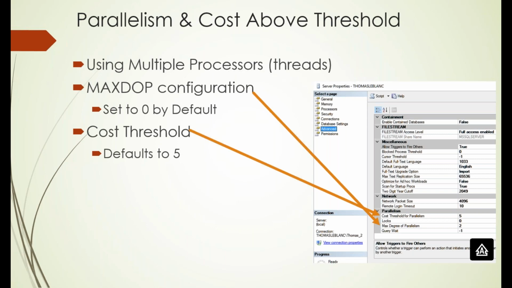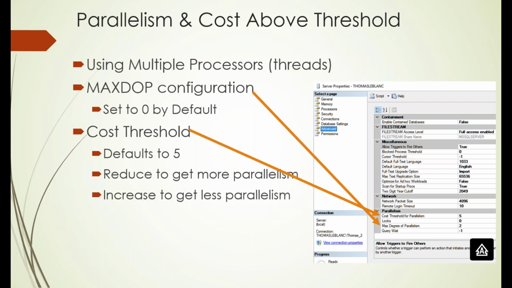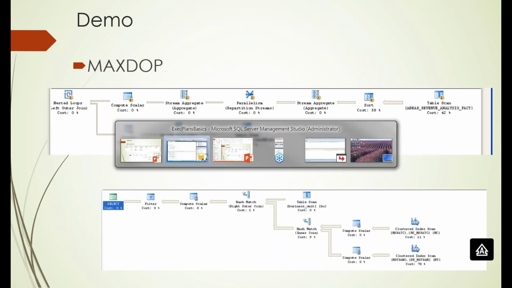So we've only looked at costs like 0.44, 0.1 so far. But if my cost gets above that threshold, 5, then it's going to try to use as many processors as are available. In this example, 2, because I set it, but usually it's default 0, which means unlimited. If you want to reduce parallelism, you bring that cost up. If you want to increase parallelism, you bring the cost down. And we're going to look at an example of this.